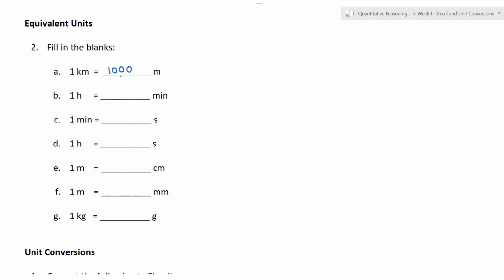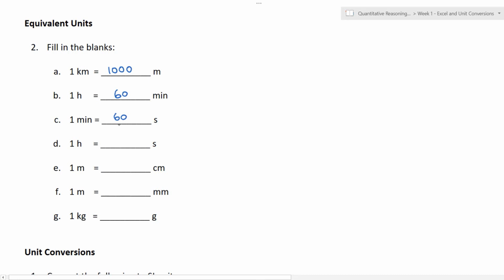Some people mix them up and they would say 1,000 kilometers is 1 meter. Intuitively that doesn't make a lot of sense, but it's very easy to make that mistake, so just be really careful. Now we have 1 hour is how many minutes? How many minutes in an hour? 60 minutes in 1 hour. Next is 1 minute equals how many seconds? How many seconds are in a minute? 60 seconds in 1 minute.